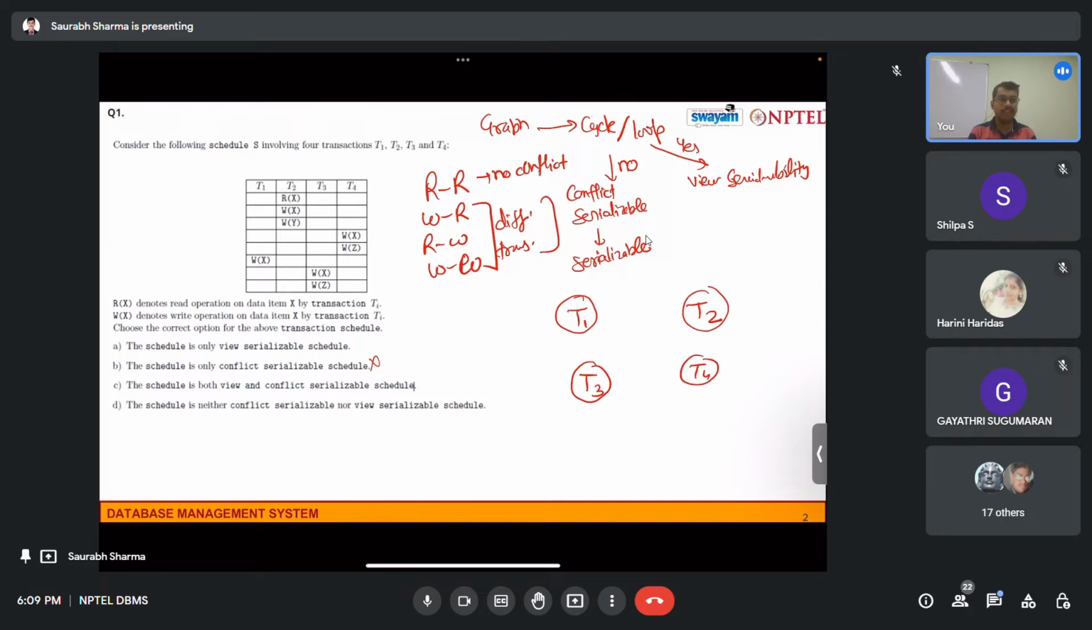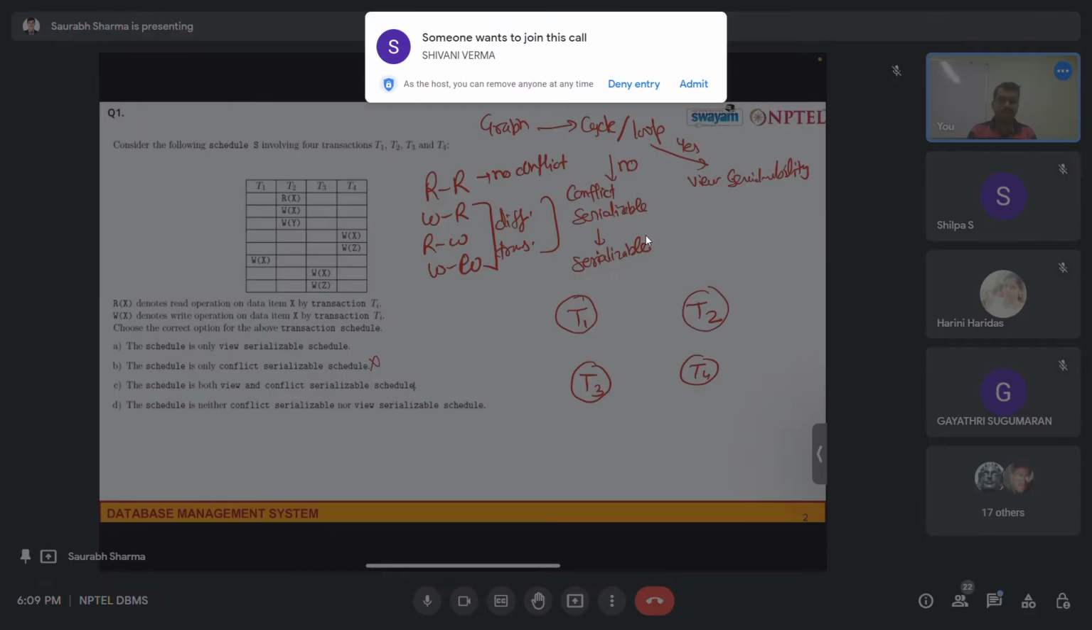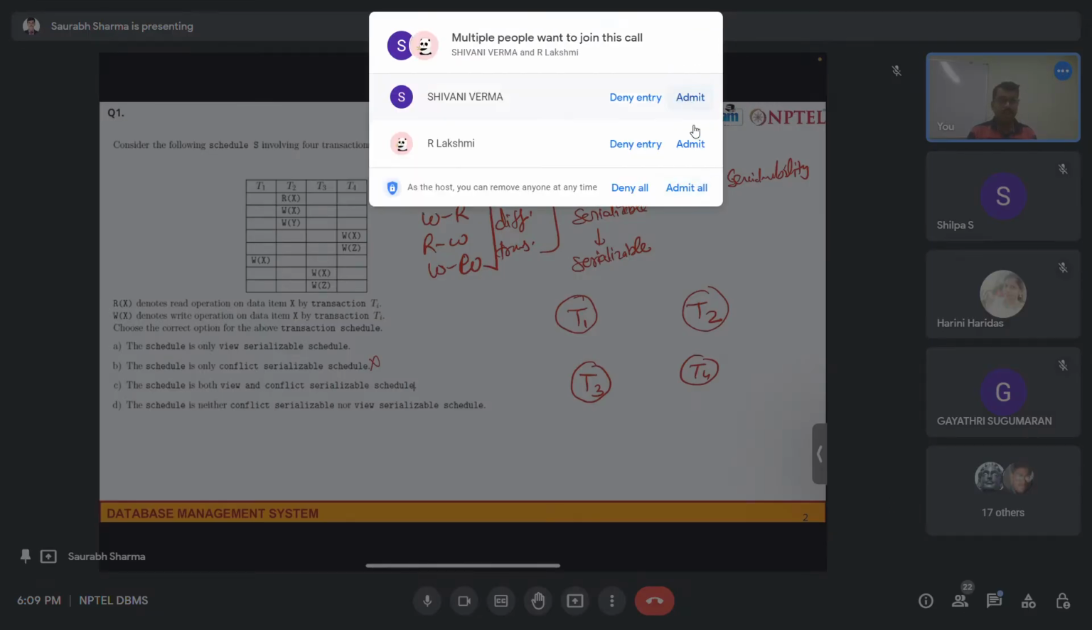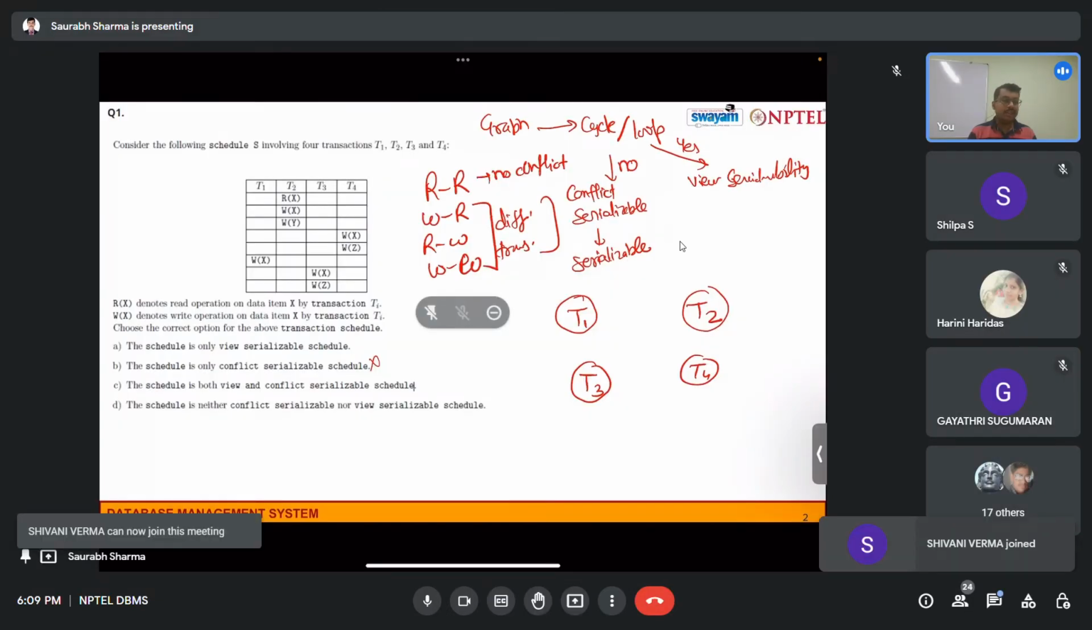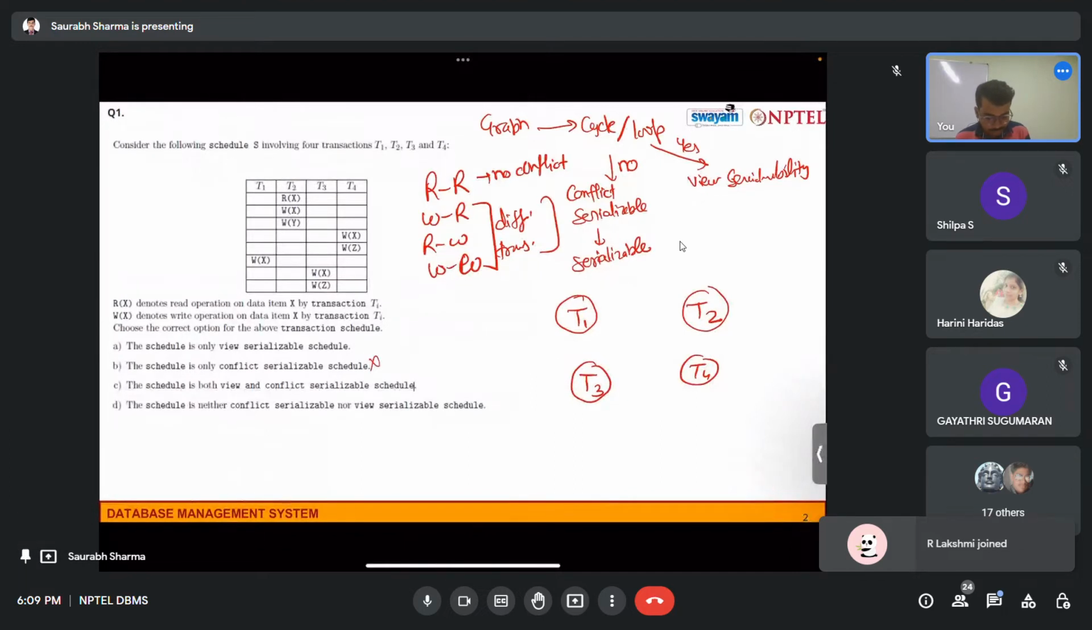If there is a read operation in T1 and a write operation in T1, there is no chance of conflict. If there is a read operation in T1 and a write operation on the same data occurring in different transactions, say T2 or T3, then there will be an edge. First let's consider Rx. This Rx is there, means T2 is executing. Now we have to search for Wx.